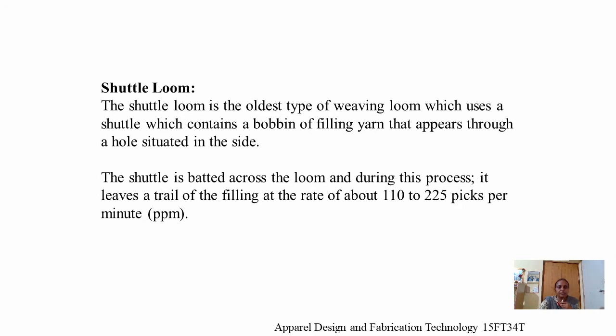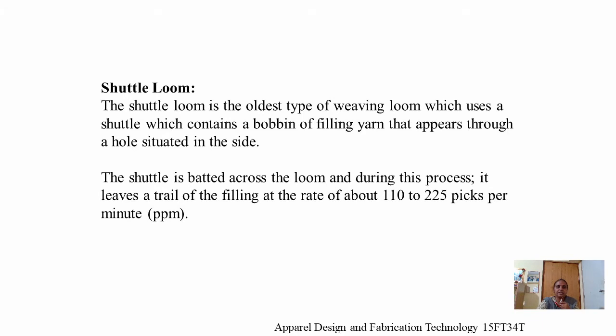The shuttle loom is the oldest type of weaving loom, which uses a shuttle that contains a bobbin of filling yarn that appears through a hole situated in the side. So the shuttle loom is the oldest type of weaving loom, used for the old method of weaving. Here the shuttle contains the bobbin of filling yarn, that is the weft yarns, which we can easily see in the side of that shuttle.